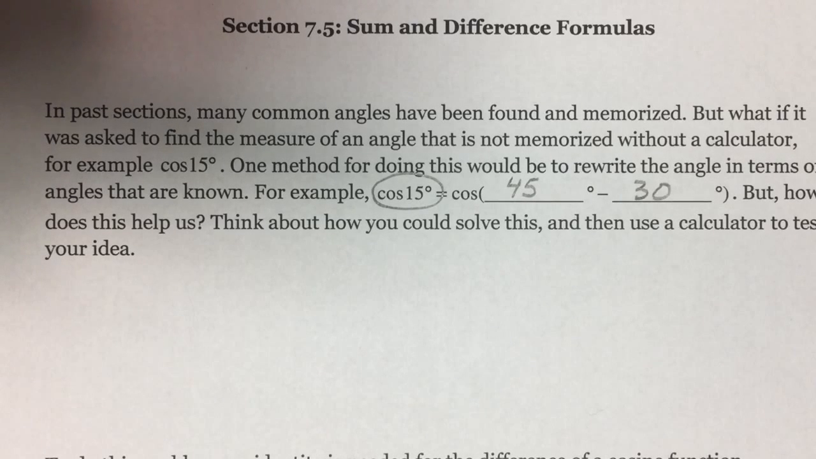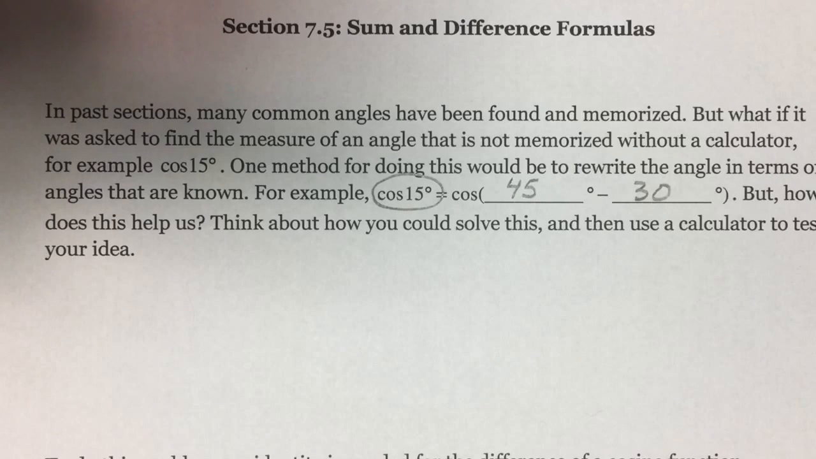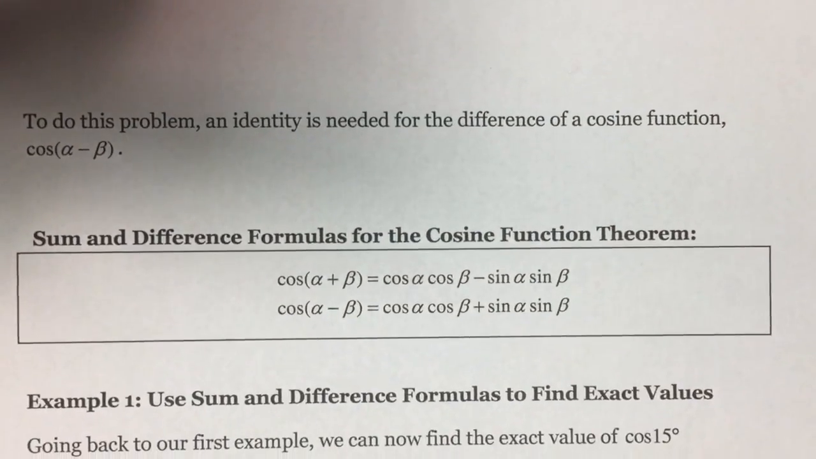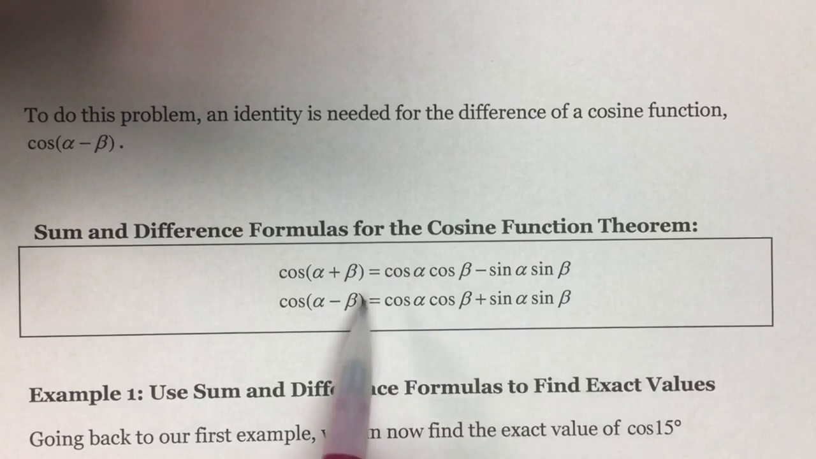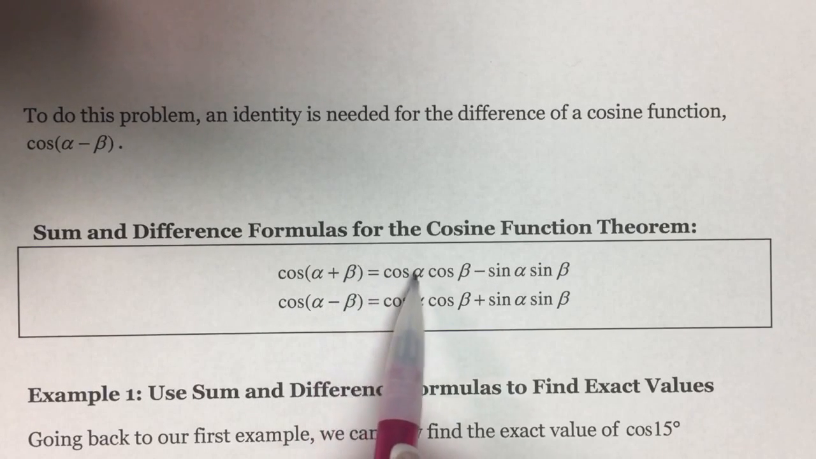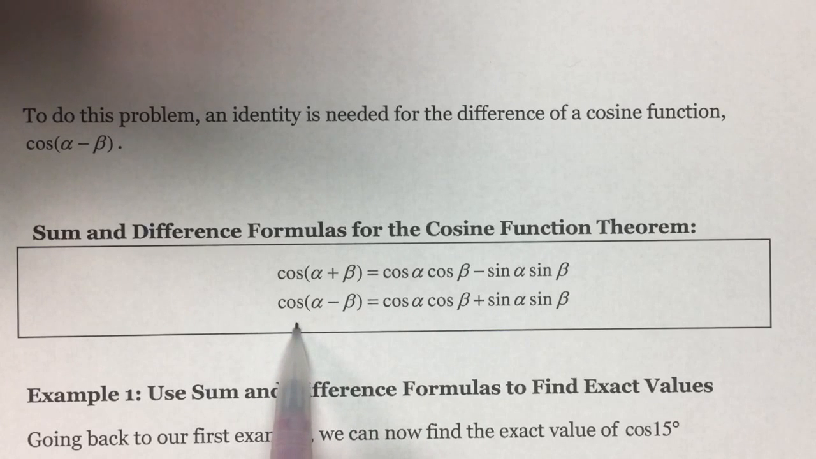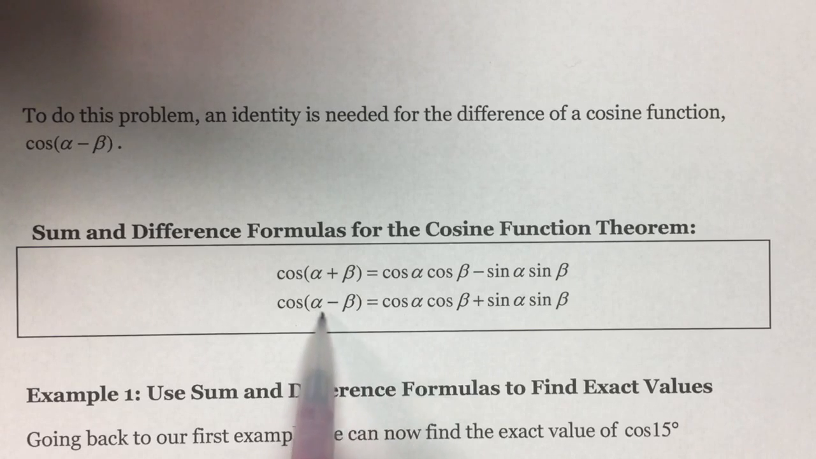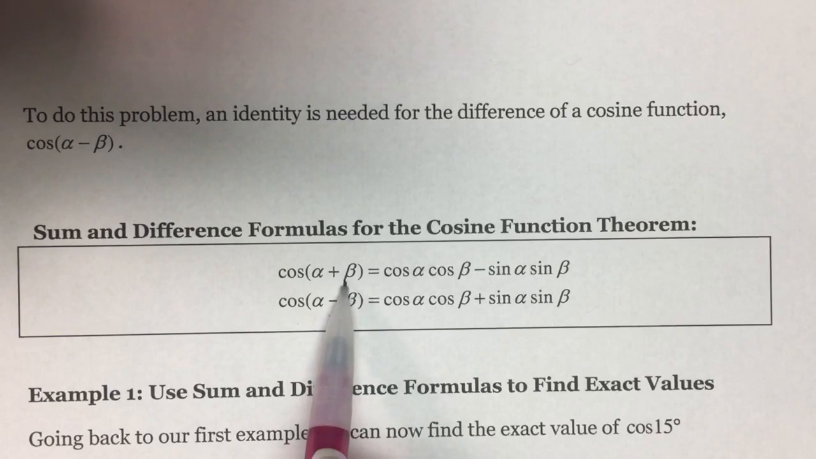So that is what we are going to do. To be able to do this, you are going to need your sum and difference identities. So if you go back down towards the bottom, you can see that here is the sum identity for finding the cosine of an angle. And here's the cosine identity for finding the cosine of an angle. So here you have the difference and here you have the sum.